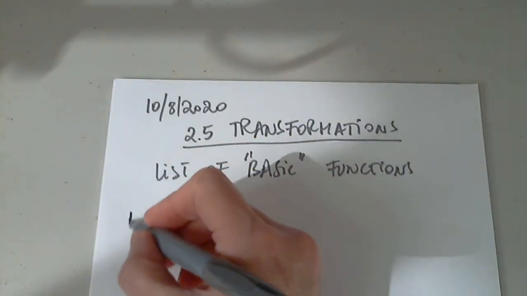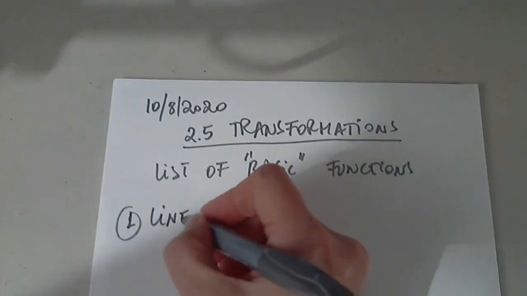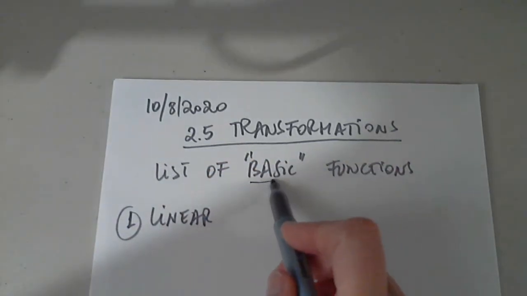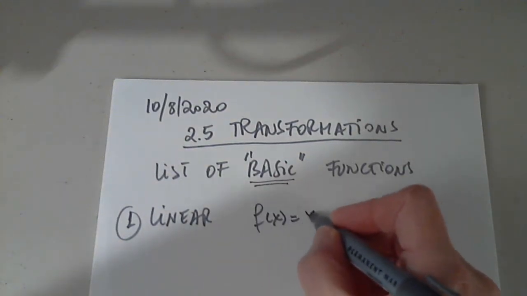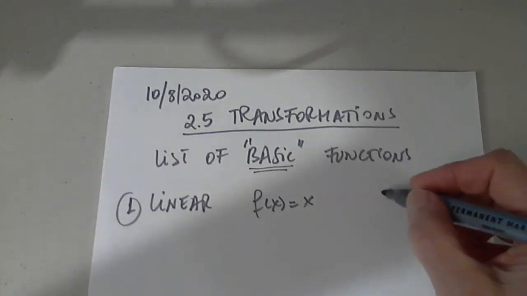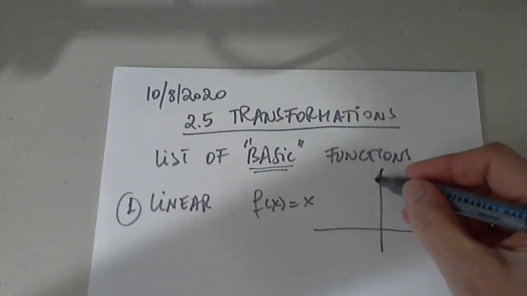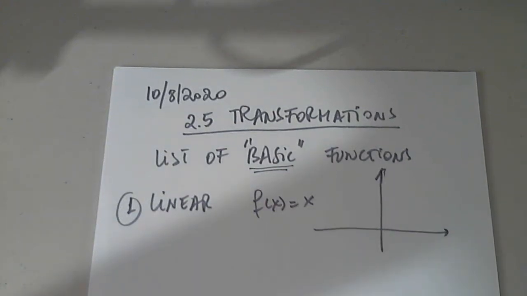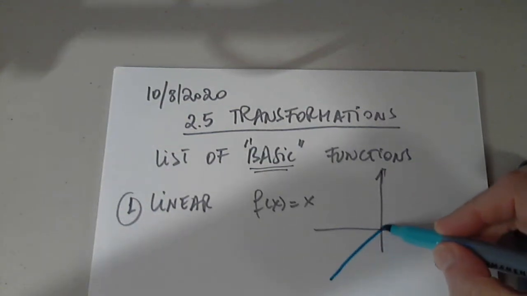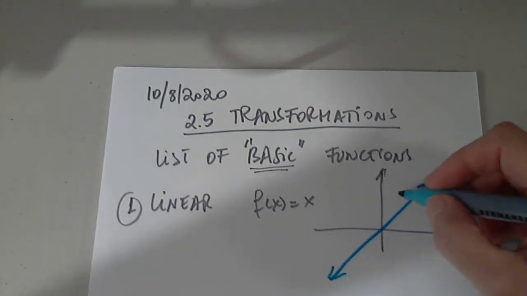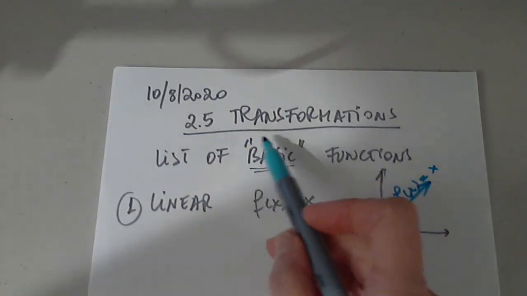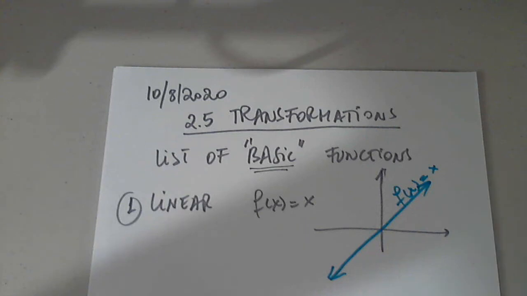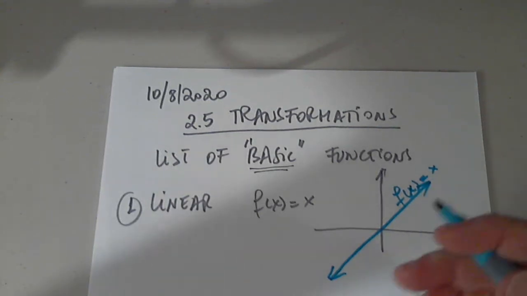So if I don't know, number one, linear, the simplest possible linear function is f of x equals x. If I don't remember that this graphs like this, I'm going to use a different color for the graphs. If I don't remember that this is the graph of f of x equals x, then transformations, which we don't know what they mean yet, on this function will mean nothing.